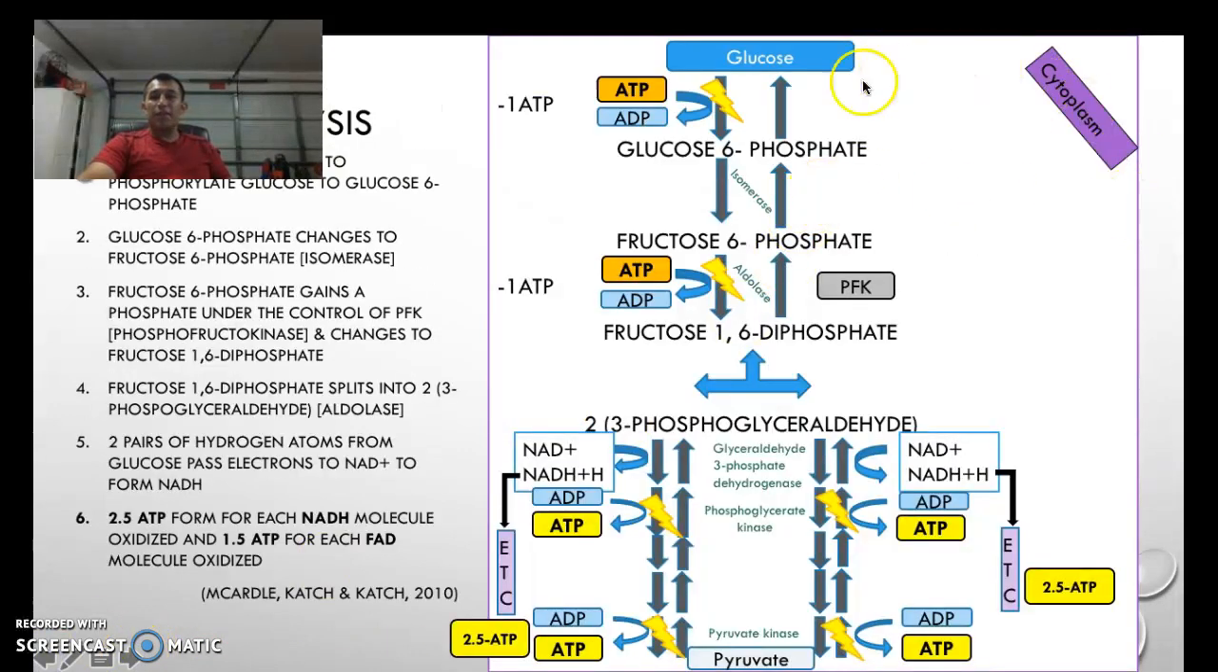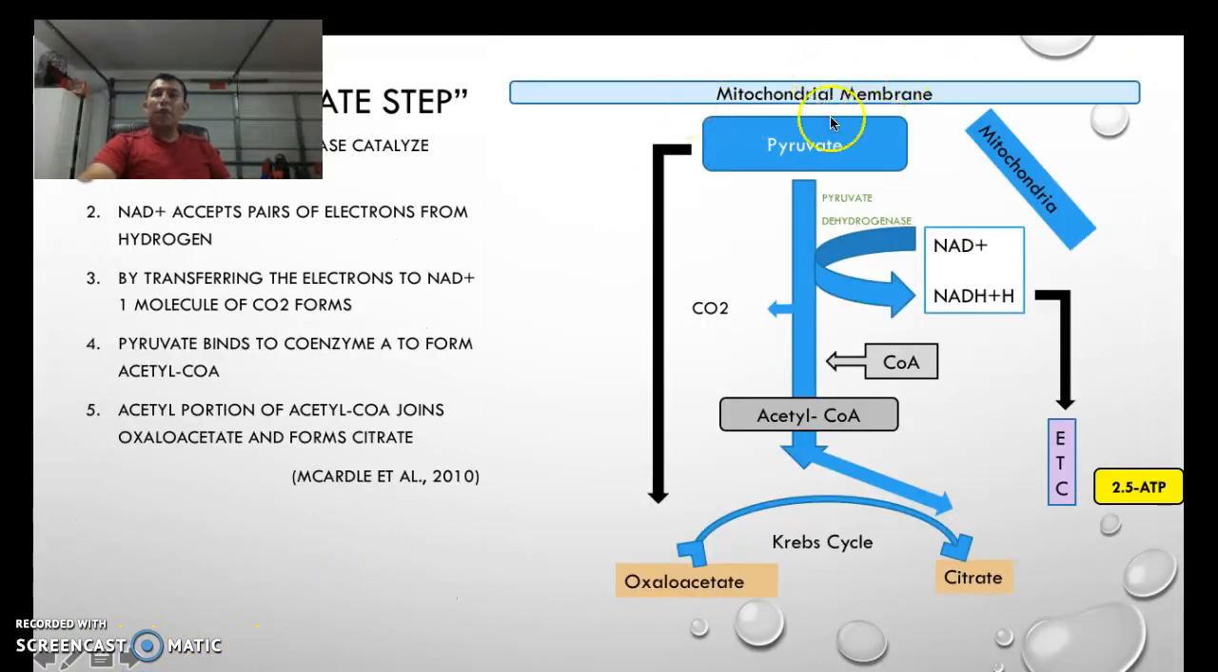All of this happens in the cytoplasm, so it's outside the mitochondria. At the mitochondrial membrane, pyruvate goes through. There's an intermediate step that happens. Pyruvate dehydrogenase is here to, again, catalyze NAD plus to NADH plus, to send this to the electron transfer chain to generate energy. 2.5 ATP per NADH plus. And once that happens, some CO2 forms.